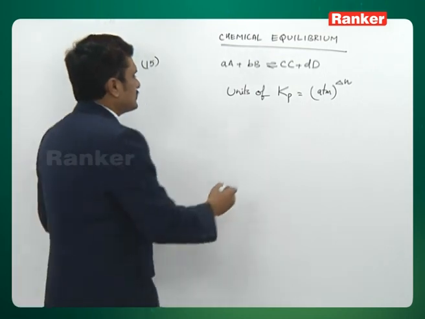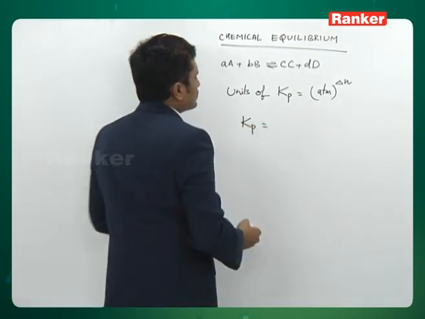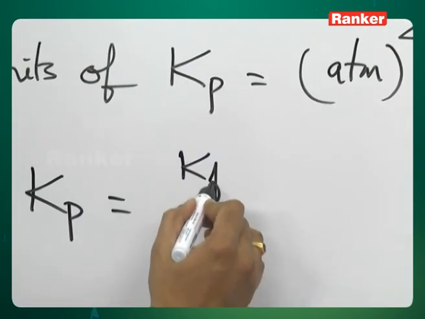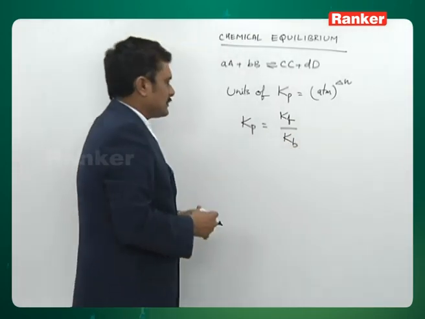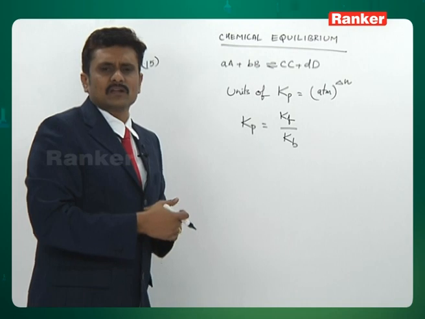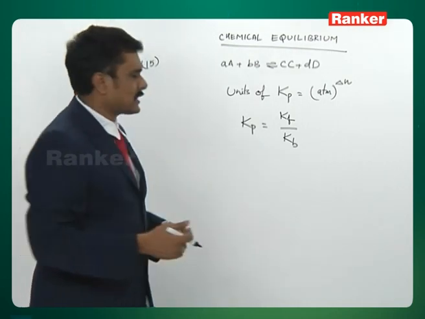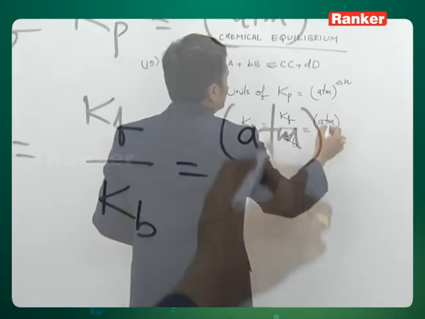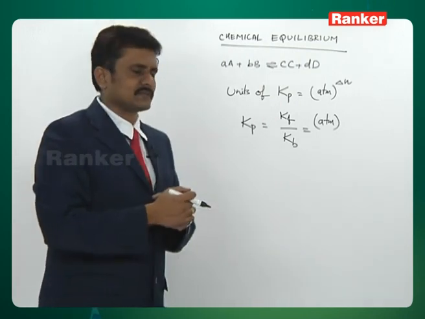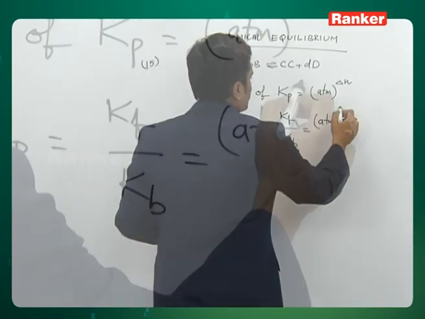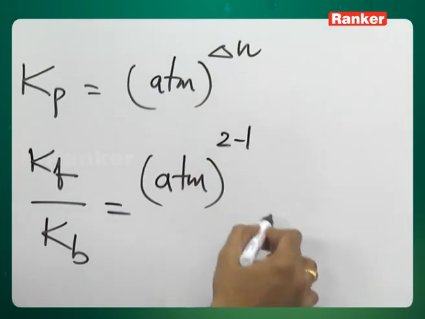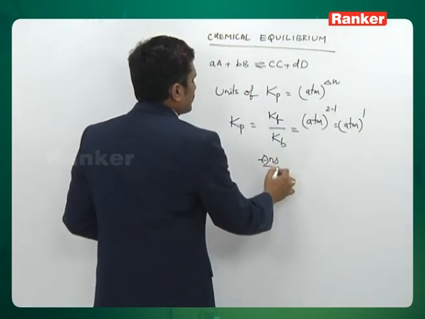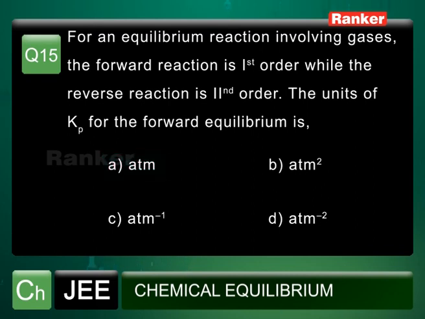And we also know that the equilibrium constant is the ratio of the forward and backward rate constants. I mean to say it is equal to Kf upon Kb. Now it is given that the forward reaction is first order while the backward is second order. That means here the units of this concerned reaction, when you write in terms of the atmosphere, will be atm whole power delta n, that is equal to 2 minus 1, or atmosphere whole power 1. So the answer for this question should be option A, that is atmosphere whole power 1.